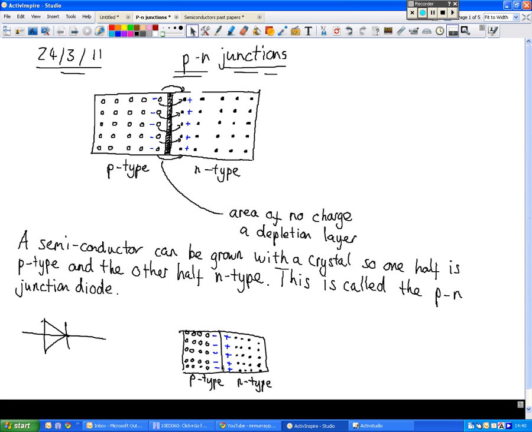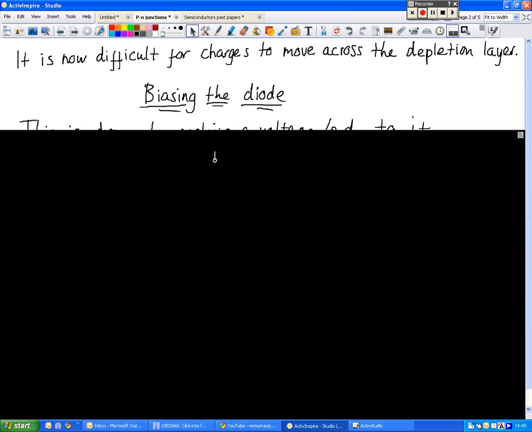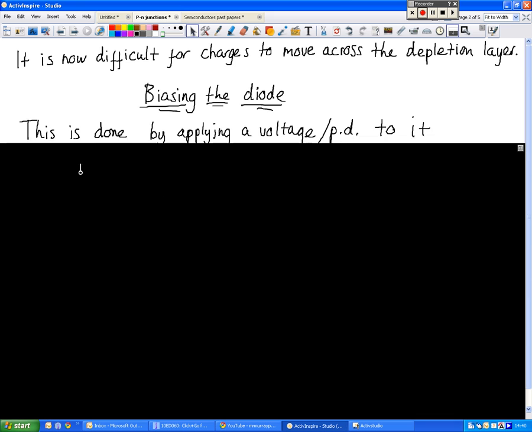So you're not going to get very much electricity happening there because there's no movement of charge. Remember, we need movement of electricity, or movement of charges, to create electricity. So it's difficult for those charges to move across the depletion layer.